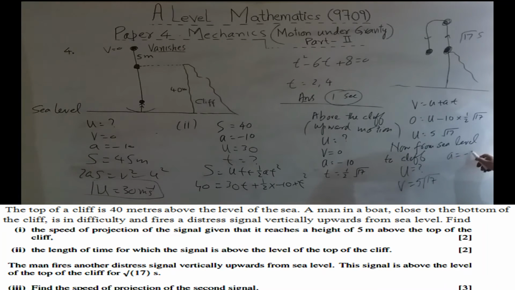Again acceleration is minus 10 because we are considering the upward motion, and here we have to find the initial velocity, and we know the distance is again 40 meters. Now applying the equation of motion, s is equal to v square minus u square over 2a, you can find that the initial velocity will be 35 meters per second. This is the answer.